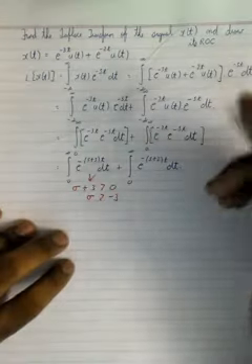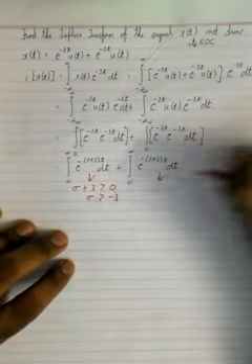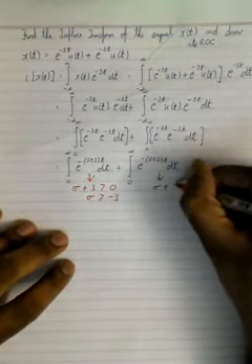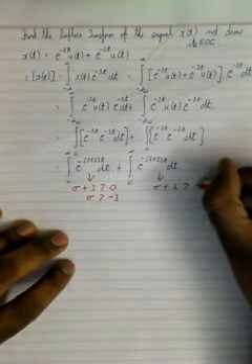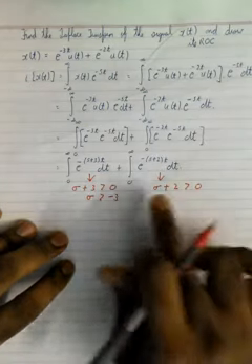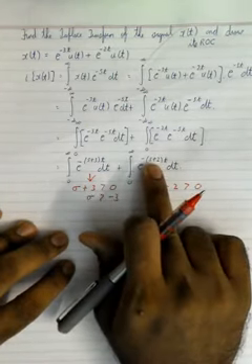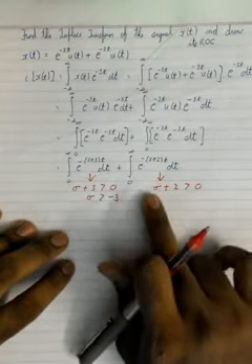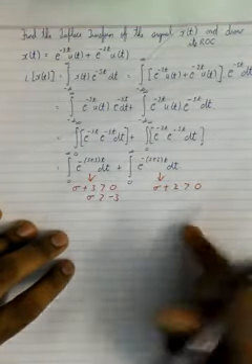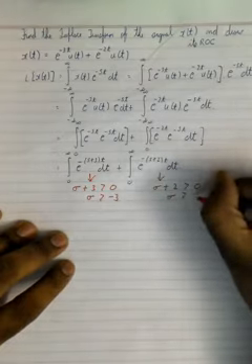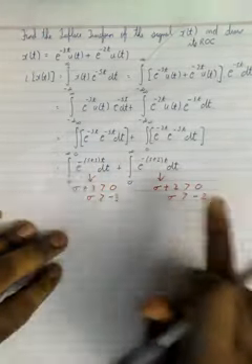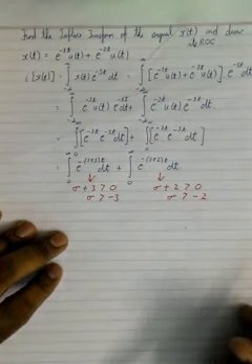The ROC of the second term is sigma plus 2 greater than 0. Here also there's already a minus sign over here, so the power must be positive. So sigma plus 2 must be greater than 0, or in other words, sigma must be greater than minus 2. So this is the ROC of the first term and this is the ROC of the second term.